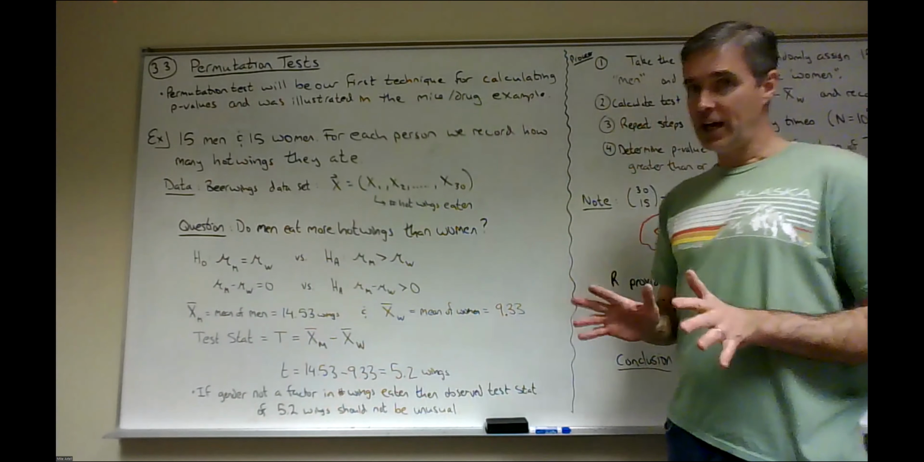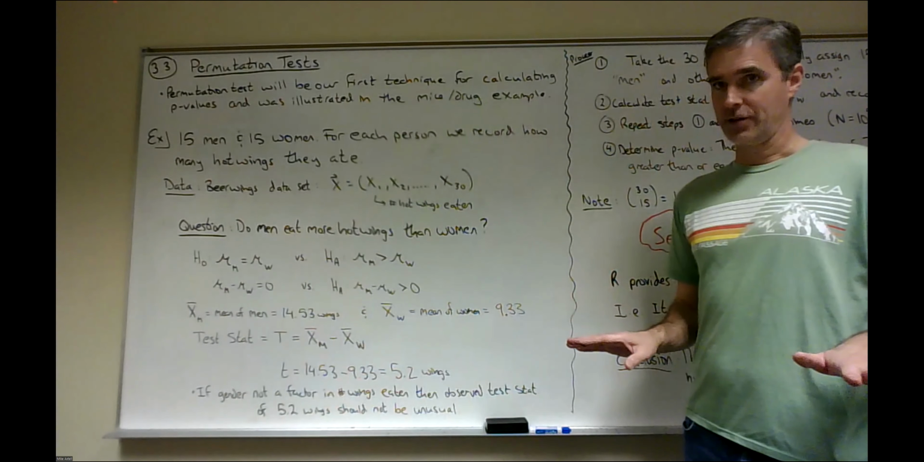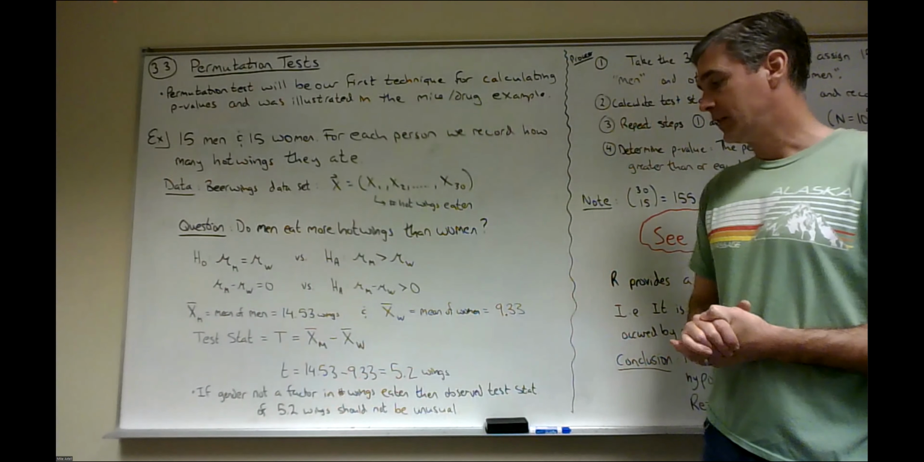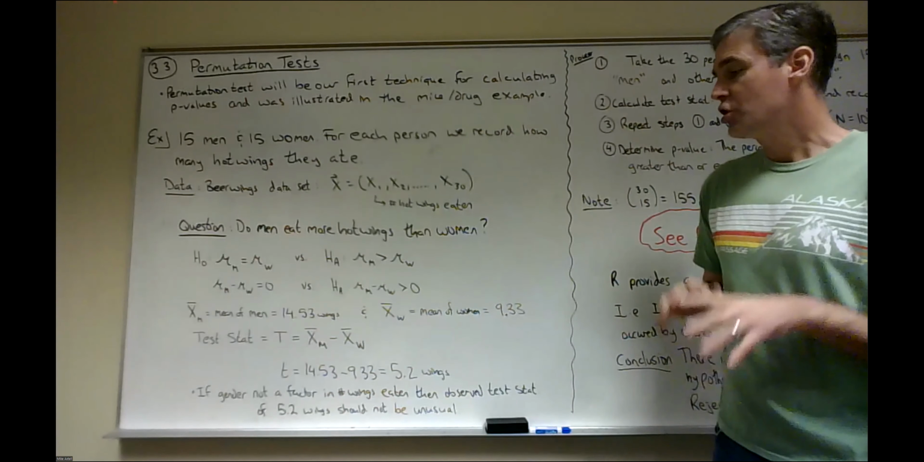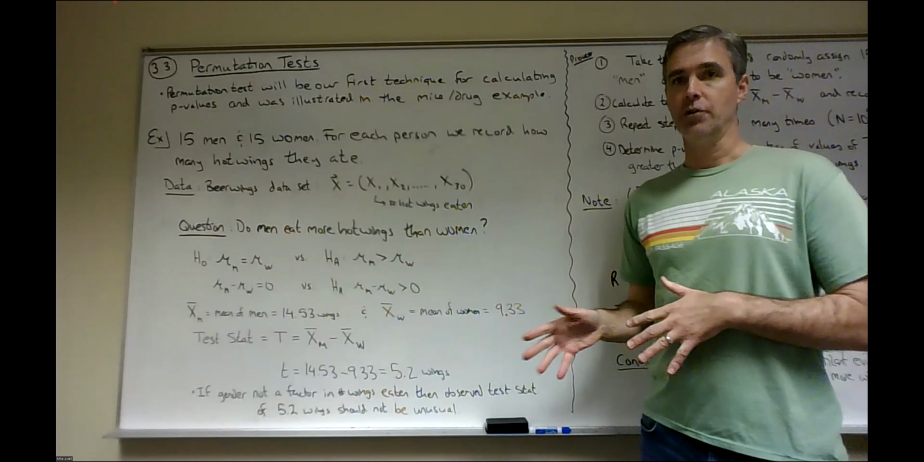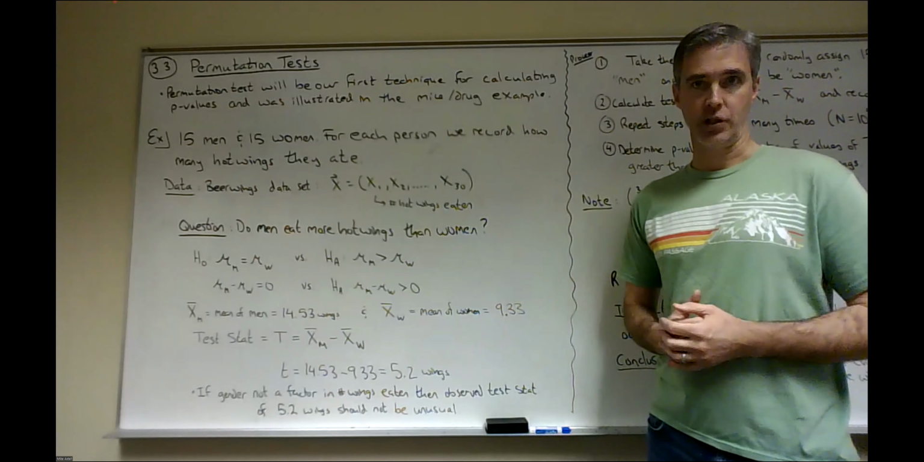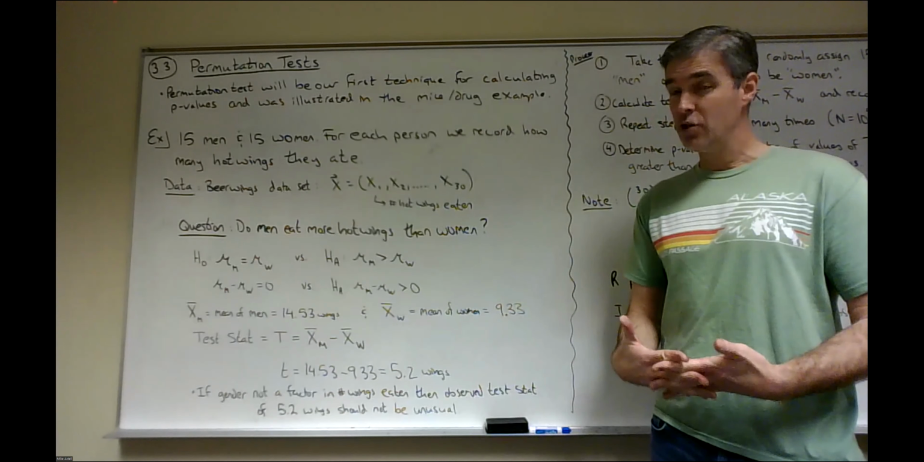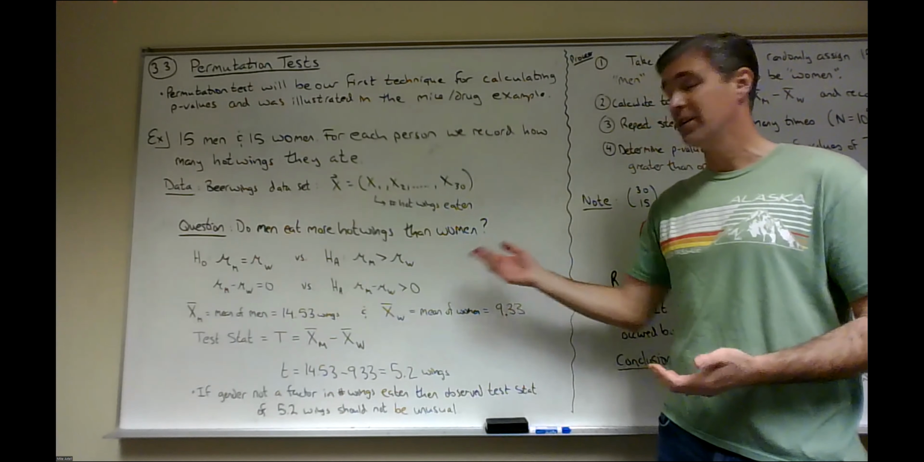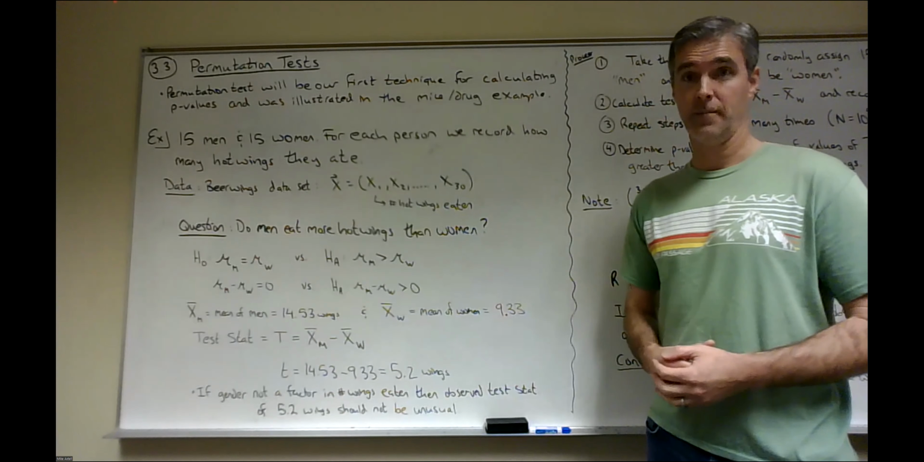Now, if gender is not a factor in the number of hot wings eaten, then this observed test statistic of 5.2 should not be that unusual to generate when I do a permutation test, okay? And if 5.2 happens to be a very unusual test statistic, well, maybe the alternative hypothesis is correct, okay?